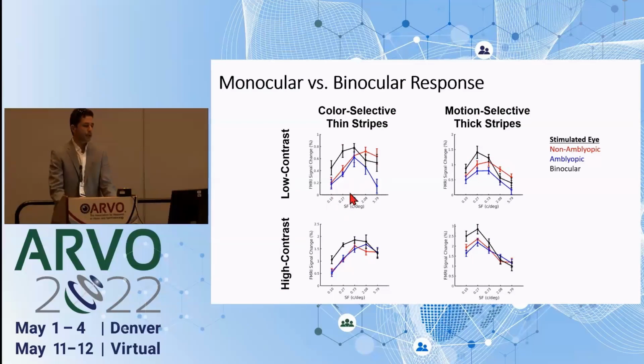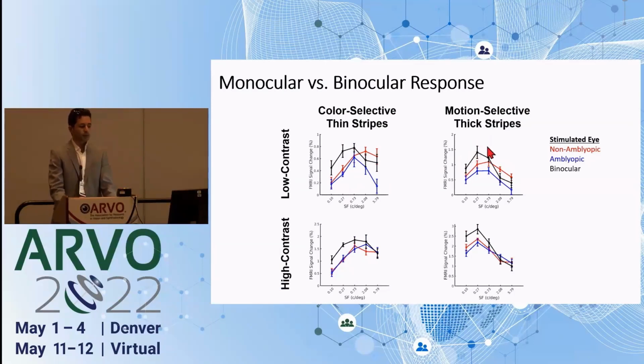When you look at low contrast, low spatial frequency components, you see that there is an advantage for binocular stimulation compared to non-amblyopic eye stimulation and amblyopic eye stimulation. But when it comes to high frequency components, you see some level of binocular suppression. It's not significant because the level of binocular suppression varies from one subject to another. I will show more data later.